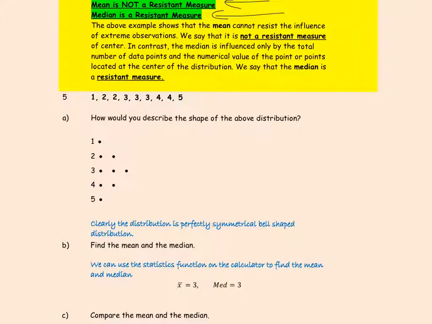Now let's look at example 5. Even if we didn't have technology to graph this, it's pretty clear that it's a perfectly symmetrical distribution. And if you calculate the mean and the median for a perfectly symmetrical distribution, the mean equals the median.